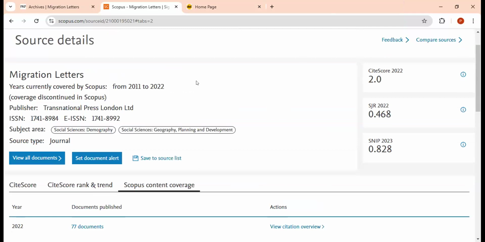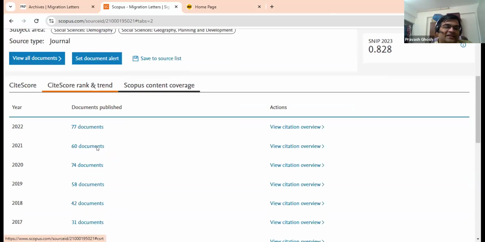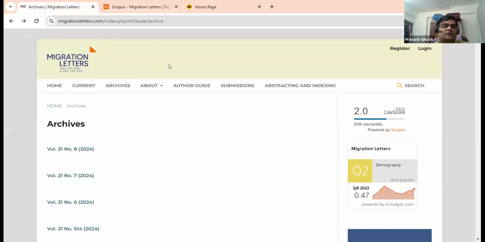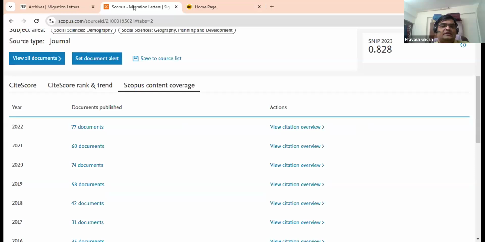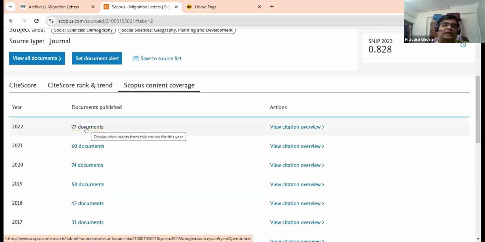Okay. Sir, this documents published, can you just clarify what exactly it is? Yes, this is the most funniest part. If you go to these documents, should I go from the journal or from the Scopus website? I just want to know what it is. Is it the number of research papers that were published in that particular year? Yes, 2022, they have published 77 documents. That is 77 research papers. But it is not so.